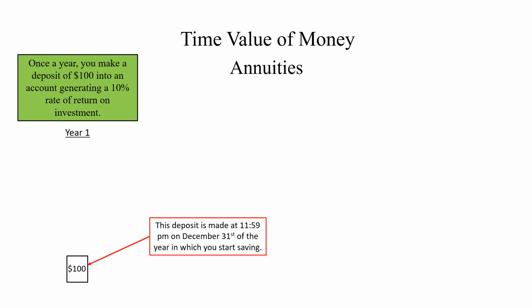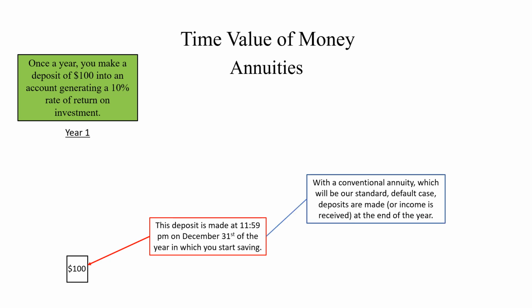Now keep in mind that with a conventional annuity, which for us will be our default case, the deposit is made at the end of the year. So the deposit, represented by that little box of stacked up dollar bills, was made at 11:59 p.m. on December 31st of the year in which you started saving. And so therefore, no interest whatsoever was earned in year one.